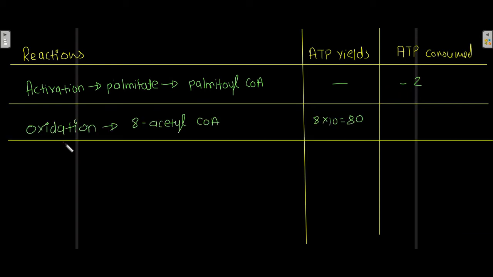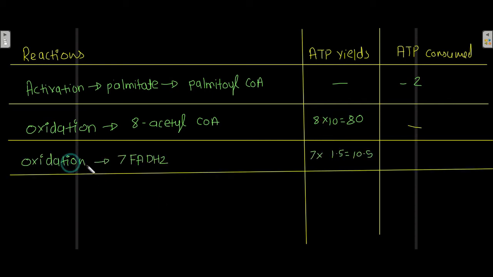Now, while doing the oxidation of 8 acetyl coenzyme A, 8 into 10, 80 ATPs are produced, and in this process no ATP is consumed. ATP yield is 80. Now the oxidation of 7 FADH2 yields 7 into 1.5, that is 10.5 ATP.